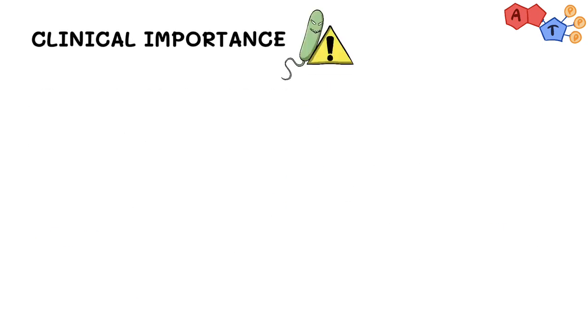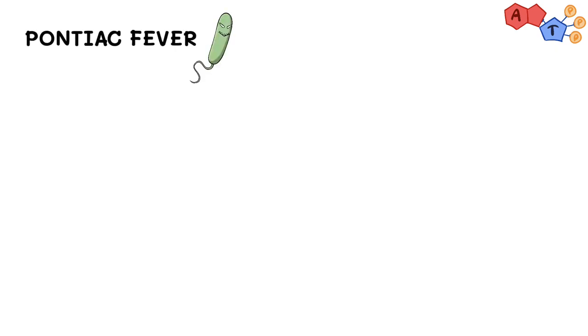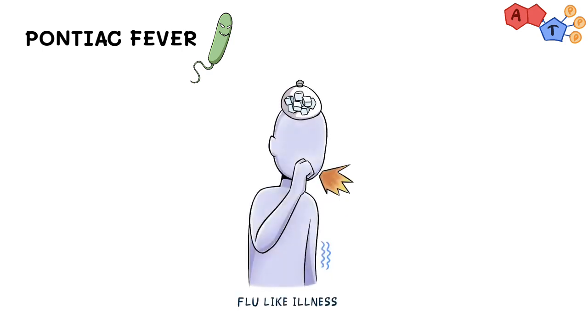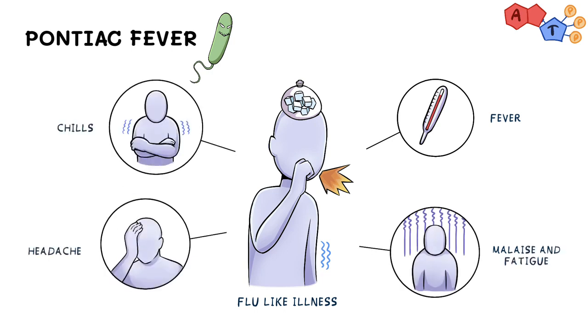Also, remember that Legionella patients will show patchy infiltrate with consolidation of one lobe on X-ray, although this is not always the case. The second disease Legionella patients can have is called Pontiac fever. This is a mild form of Legionella infection. It's a type of flu-like illness which is self-limiting, and patients will present with fever, malaise, fatigue, chills, and headache. These patients, however, do not develop pneumonia, and thus chest radiographs are usually normal.